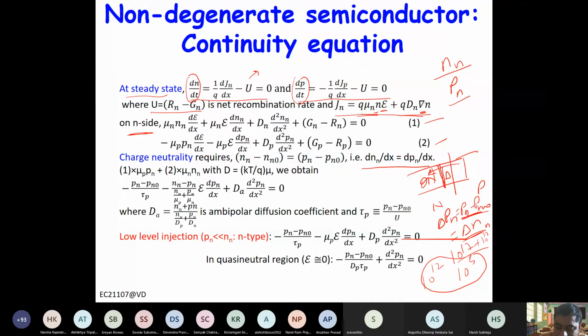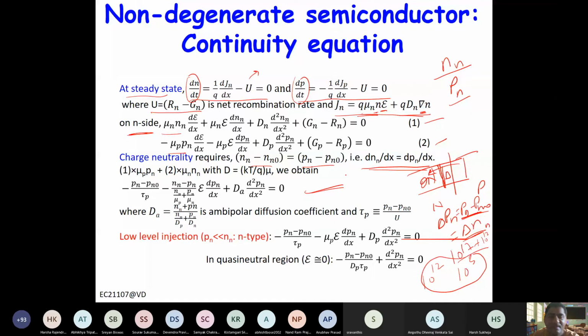So you can write, to maintain the charge neutrality, delta n and delta p are equal. Therefore, their gradients, dn_n by dx and dp_n by dx, are also equal. Now, from these two equations, 1 and 2, let us remove the d by dx term. We can eliminate the d by dx term if we multiply the first equation by mu_p times p_n and the second equation by mu_n times n_n, and we add. So when we add it, we get this expression.